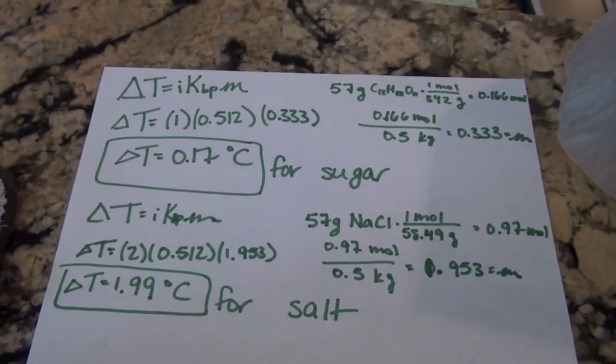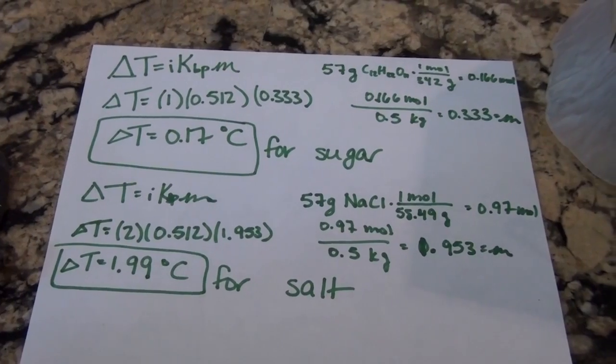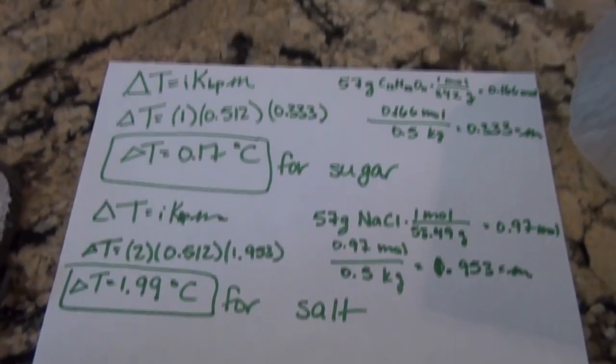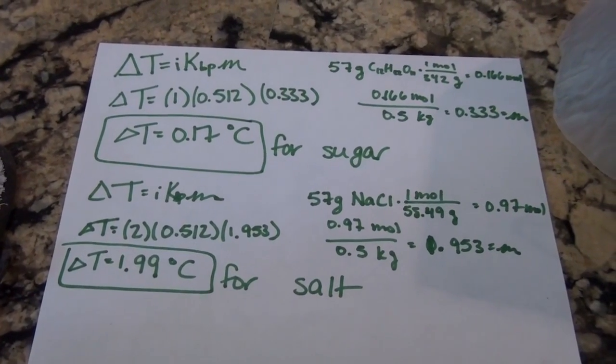According to calculations, the boiling point of the sugar solution should have risen 0.17 degrees Celsius, while the boiling point of the salt solution should have risen 1.99 degrees Celsius. So out of our 3 solutions, which one boils at a higher temperature, Karina? The salt water does. The change in temperature is explained by the Van 't Hoff factor.